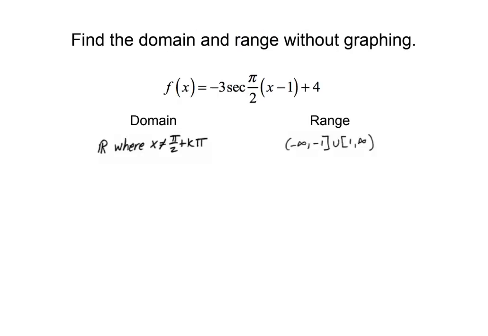So let's find the domain and the range of this secant function. So first I'm going to identify what A, B, C, and D are. So A is negative 3, B is pi over 2, C is negative 1, and D is 4. So as far as what's happening horizontally, this is more than 1, so it's going to shrink my graph horizontally. That'll affect my domain. And it's going to shift my graph 1 to the left. That also affects my domain.